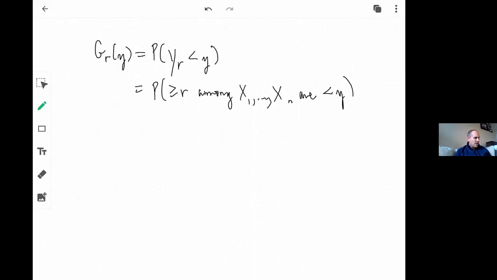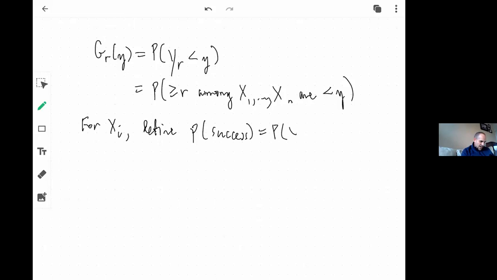So how in the world are we going to recast this thing? It's easier, now we can actually just think about the x's. What we can do here is define the probability of success. For xi, define the probability of success to be equal to the probability that xi is less than y, which, by the way, what is that?